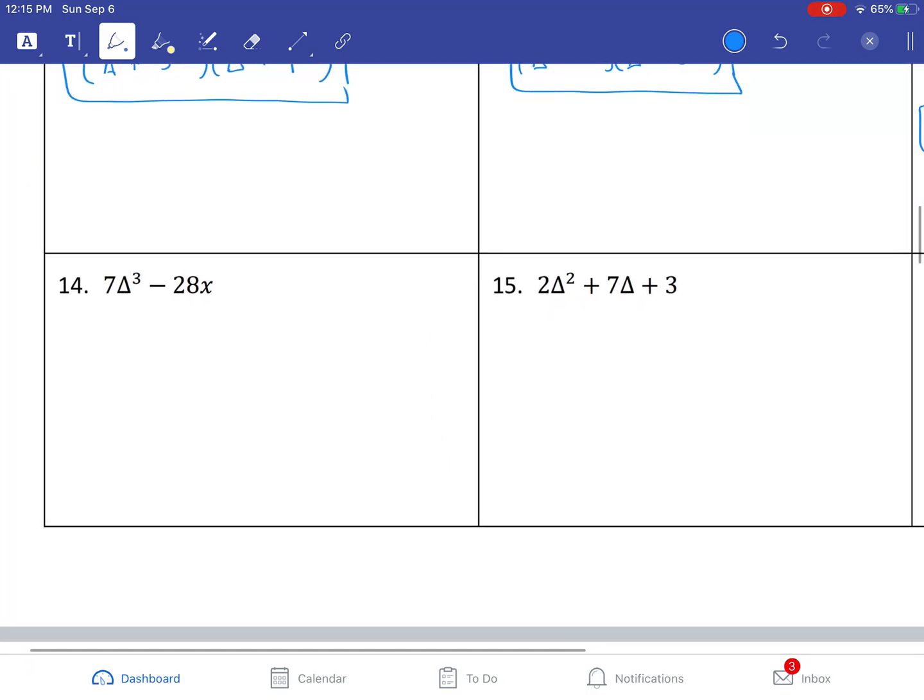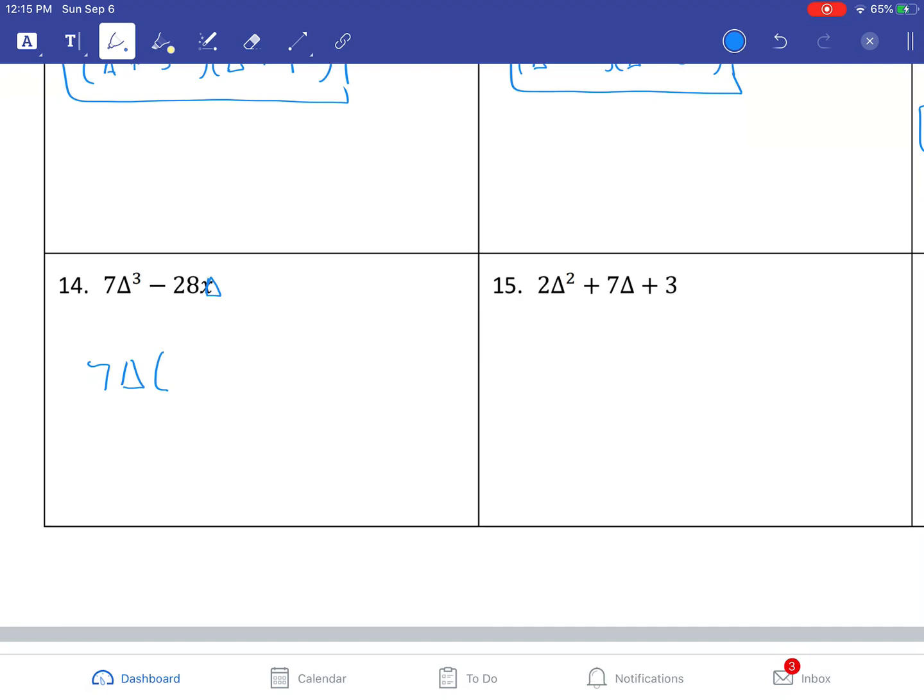Okay. Next. This should actually be a triangle here. Sorry, it was an X. All right. So again, you go through that list. GCF first. Well, you got 7 and 28. Those are both factors of 7. And you have a triangle to the third and the one triangle. So we're going to take out a 7 triangle.